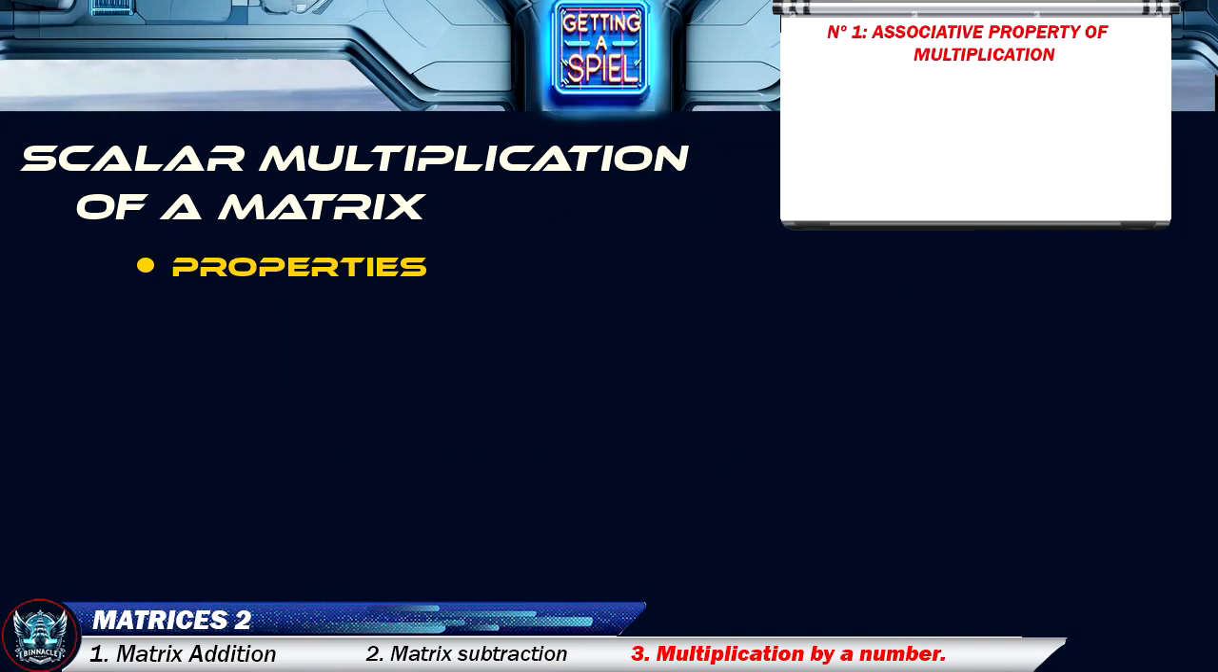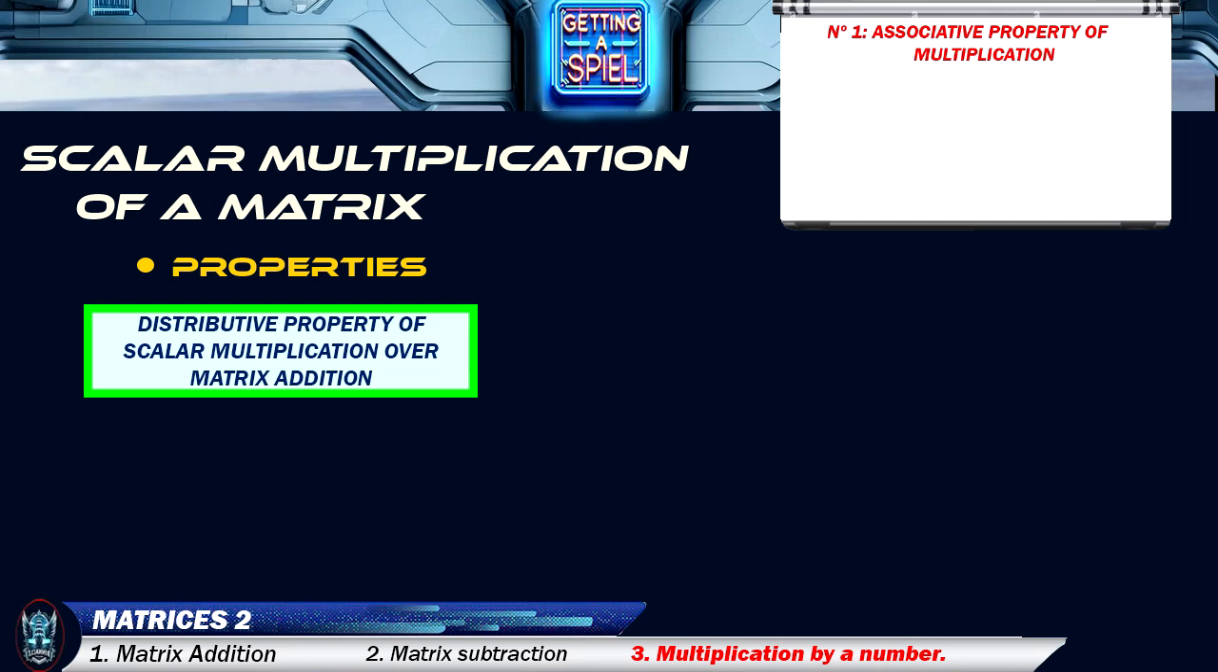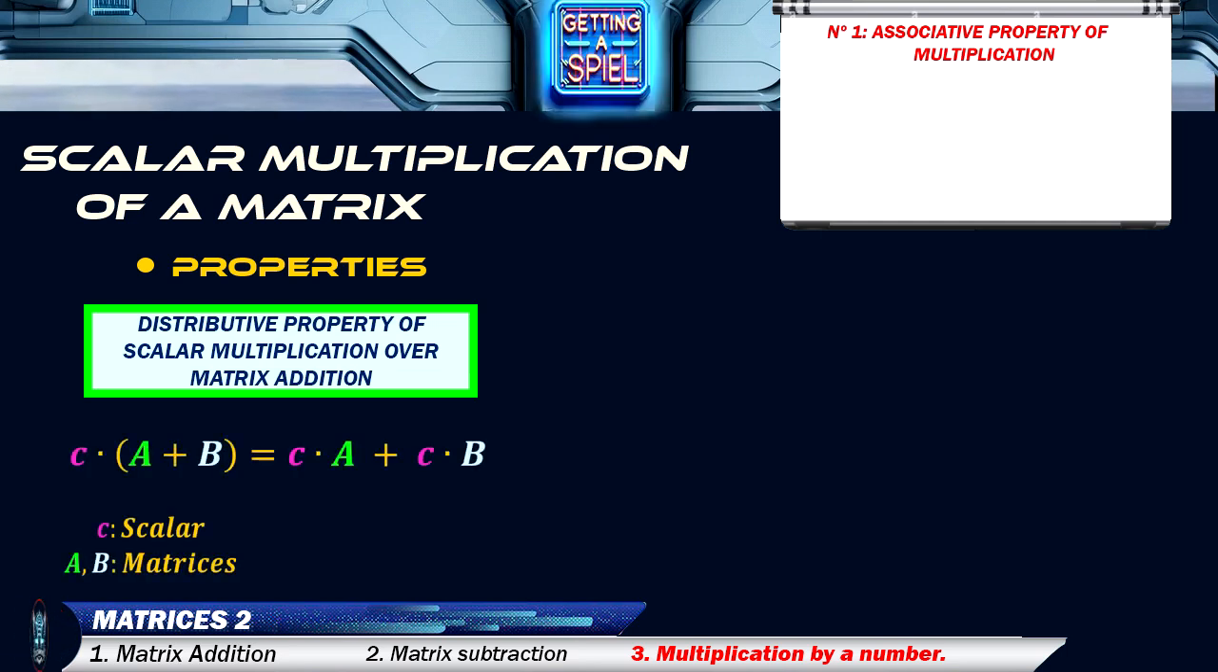The second property is the distributive property of a scalar over matrices. As you can see, multiplying the number C by the sum of A plus B is the same as multiplying C by A and adding to the result C by B.